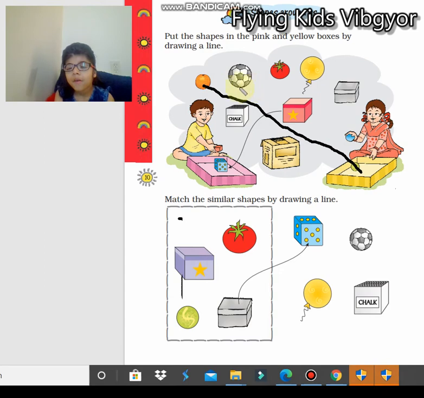Next, what about this soccer ball? Where will it go? In the pink box or in the yellow box? Yellow. Right, why will it go in the yellow box? Because it's a sphere. Right, because it's a sphere. So let's put this soccer ball in the yellow box.